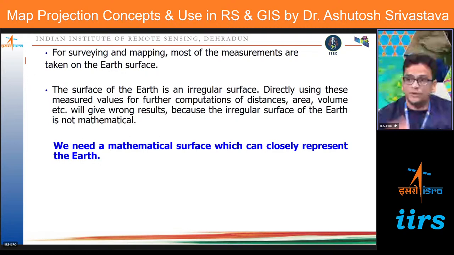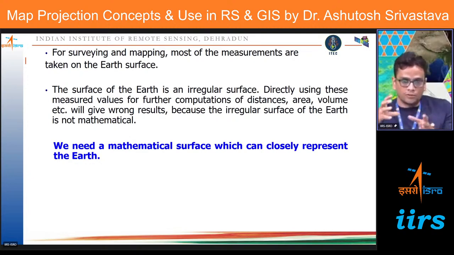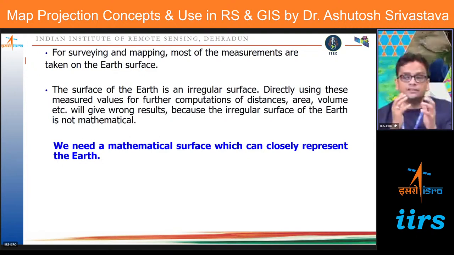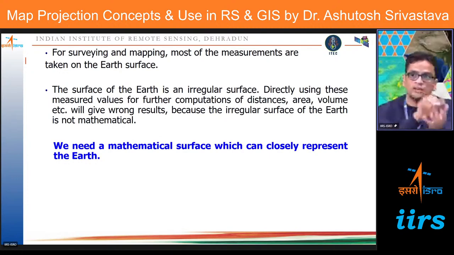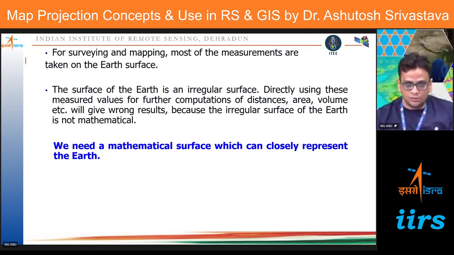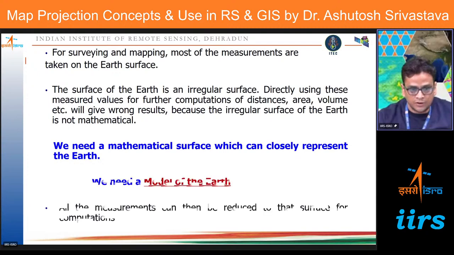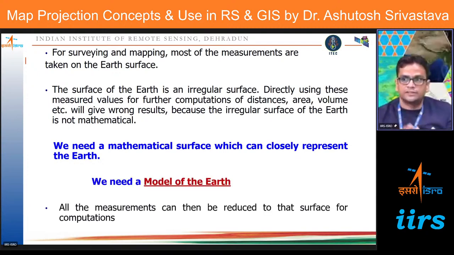So first, what we have to do is find a surface which can be closely defined, because the Earth is an irregular surface. What we want is a surface which can closely represent our Earth. That mathematical surface will be more useful for our estimation of area, volume, length, distances, or whatever we are going to define. So we need such a mathematical surface which can closely define our Earth. So what is that object or surface that will come?